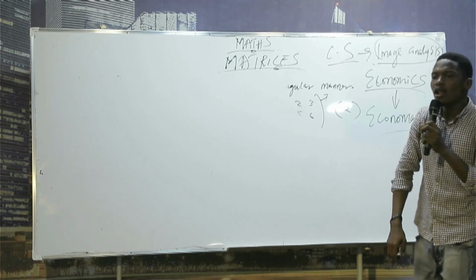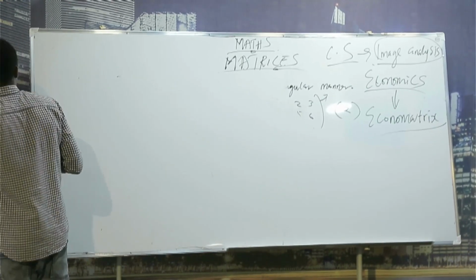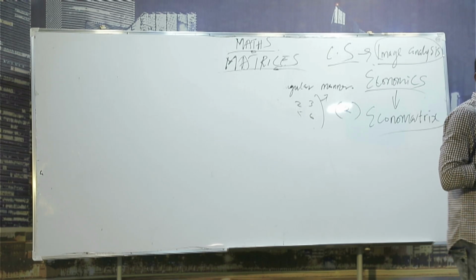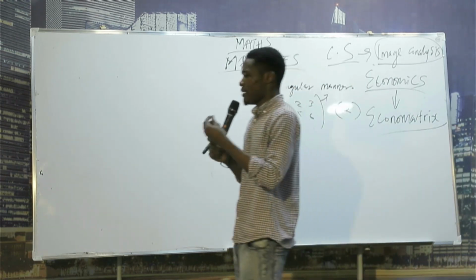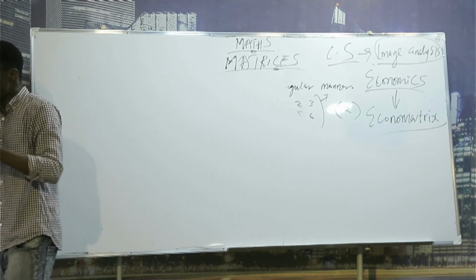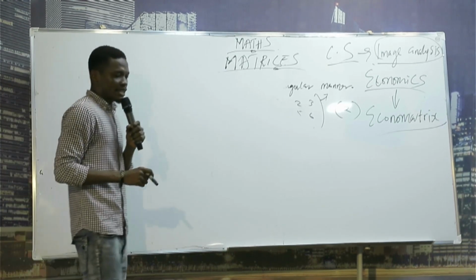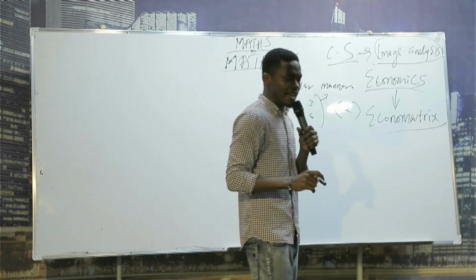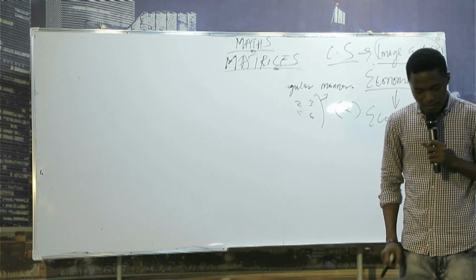Now let's write. Recall that a matrix is the rectangular arrangement of numbers. Are we there? Full stop.